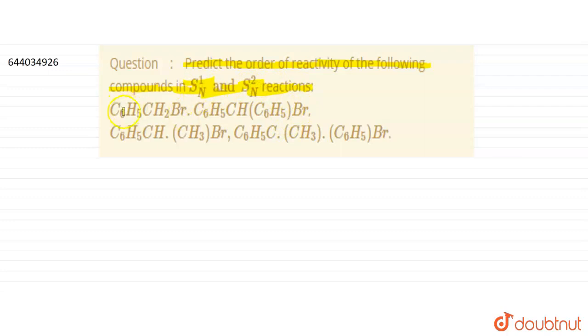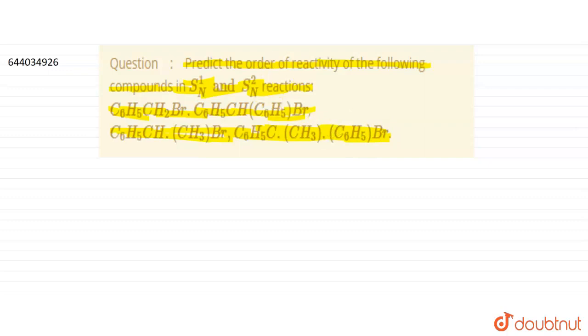Okay, so our compounds are like this: C6H5CH2Br, C6H5CHC6H5Br. Okay, we have other compounds like this. So we have different compounds, and we have to determine the correct order for the reactivity of these compounds.